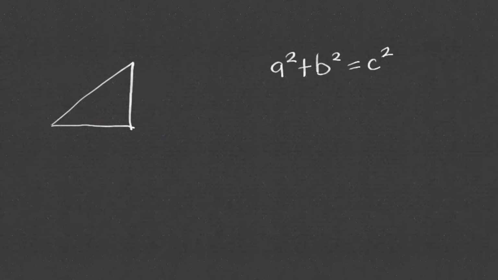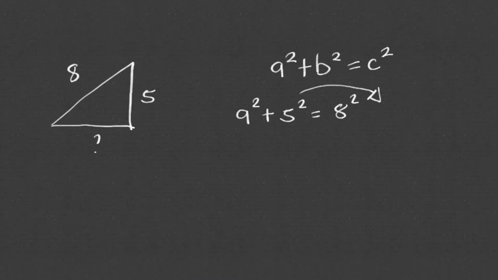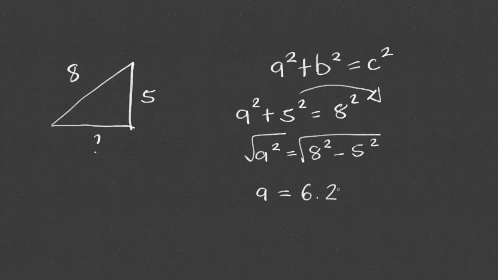Let's try another example. Given a right triangle with a hypotenuse of 8 and an opposite of 5, try to find the adjacent. You can pause the video to solve this one. Let us make a the adjacent and b the opposite. To solve for a, we need to transfer 5 squared to the right, which will become negative 5 squared. Take the square root of both sides. And a will be equal to 6.24.